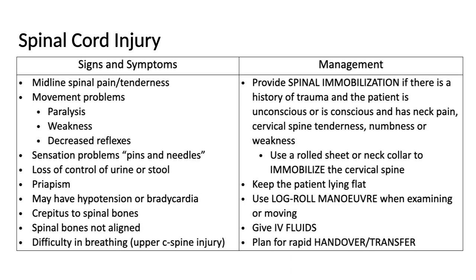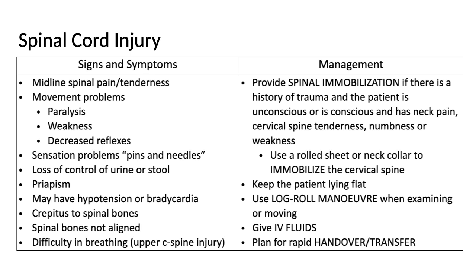Spinal cord injury. The patient can present with midline spinal pain or tenderness. There is movement problem like weakness, paralysis, and also there will be decreased reflexes, sensation, pins and needles, or loss of sensation. They can have sphincteric disturbance. They do not control urine and stool. Some patients present with priapism, and those with spinal shock can have severe hypotension and bradycardia.